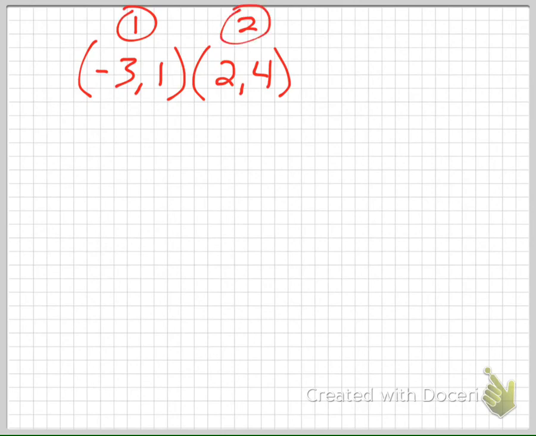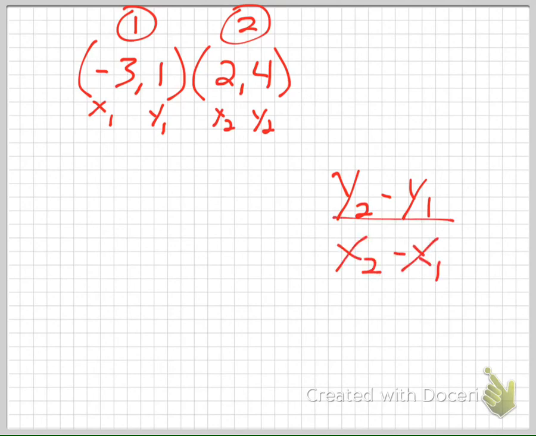Okay? So then, for a while, you should label them. That makes this negative 3 what, Gigi? That's x1, right? And what is this? This is not an x. That's y1. And this right here, what is this 2? That's x2. And what is the 4? y2. Good. We've chosen that. The slope formula is y2 minus y1 over x2 minus x1. That's the formula. That's what we're going to use. All we do is plug it in.